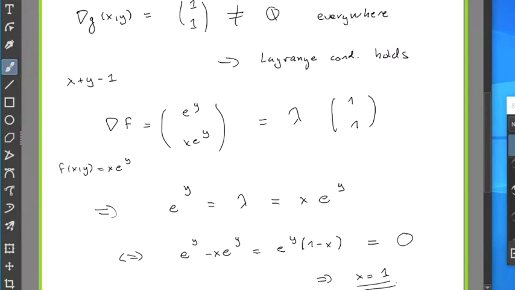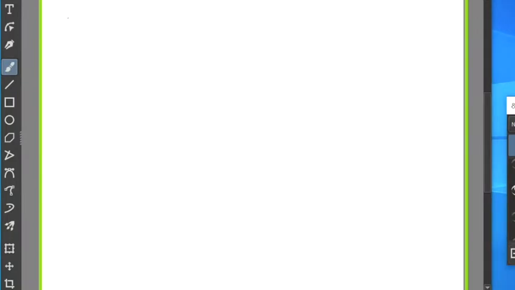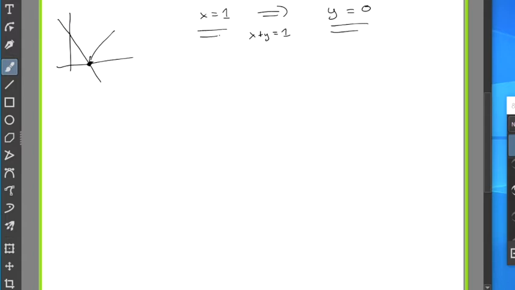And then we can find out the second coordinate from our constraint. So x equals 1. If we use the fact that x plus y is equal to 1, that shows us that the y coordinate must be 0. So the maximum must occur in the point (1, 0).